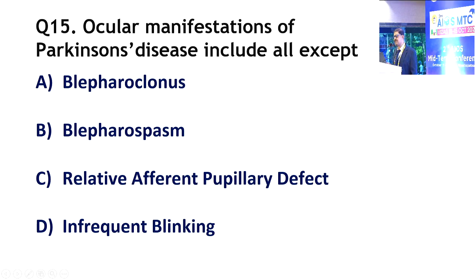Question number 15. Ocular manifestations in Parkinson's disease include all of the following except option A, blepharoconus, option B, blepharospasm, option C, relative afferent pupillary defect, option D, infrequent blinking, which is not seen in Parkinson's disease.